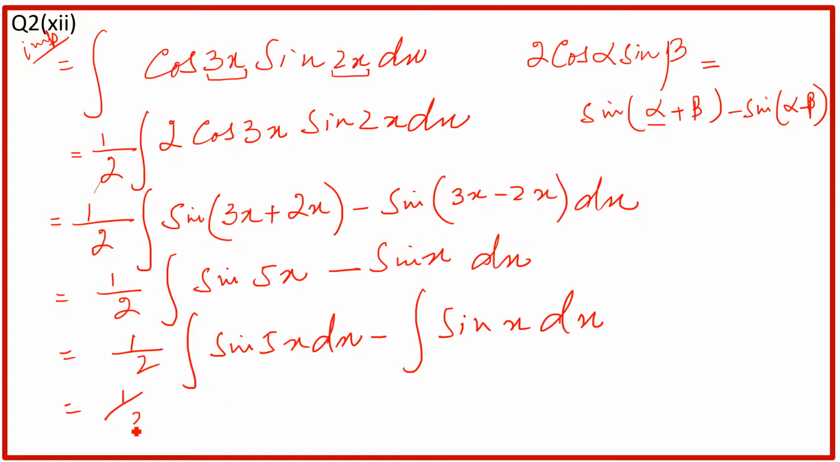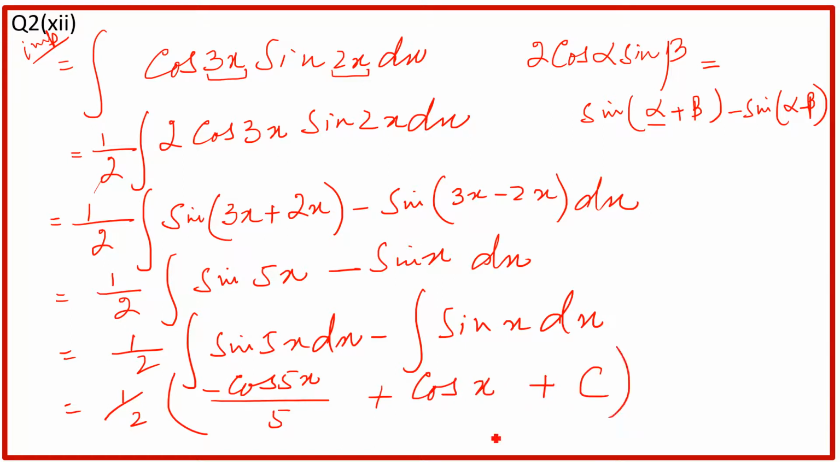So see, this is the important point. 1 over 2 will remain the same. The integral of sine x is minus cos, right? So minus cos of 5x. What is the constant here? 5. So we have to divide it by 5. And the integral of sine of x is equal to minus cos x. So minus cos x, and with the minus in front, it will become positive, and it will be cos of x plus c, the constant of integration.